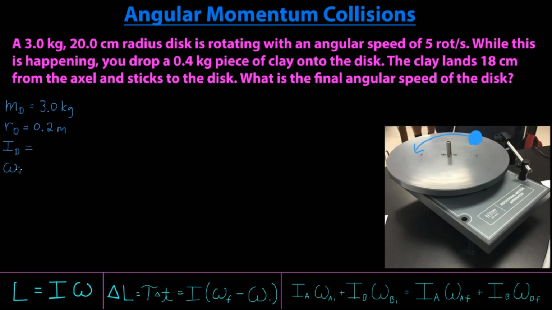The initial angular velocity of the disc is 5 rotations per second. The mass of the clay is 0.4 kilograms. The radius of the clay is 0.18 meters from the center axis. Since it is rotating around, the clay is also going to have a moment of inertia.